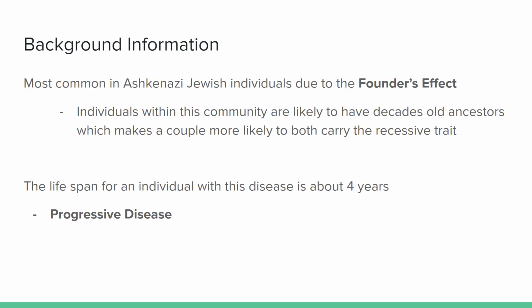And so the lifespan of a child with Tay Sachs is about 4 years, and it progresses. It's a progressive disease that gets worse as the child ages.